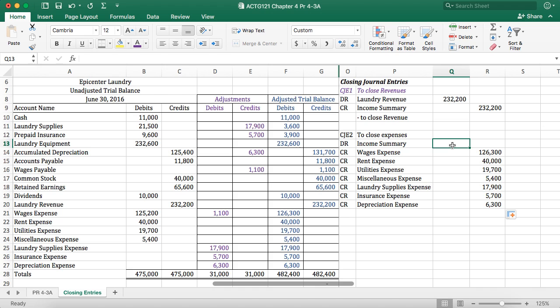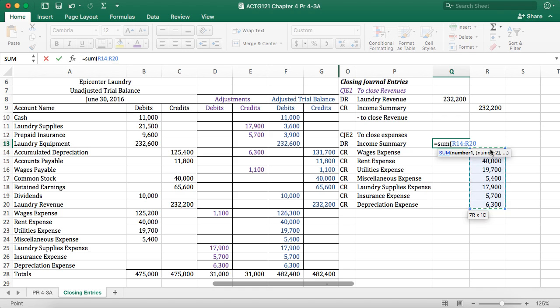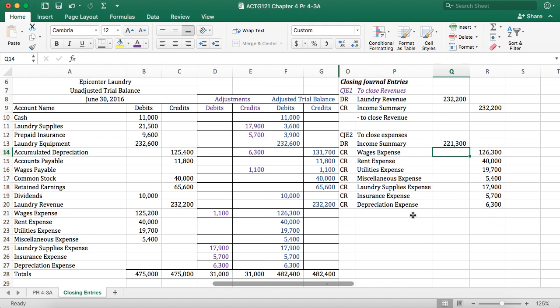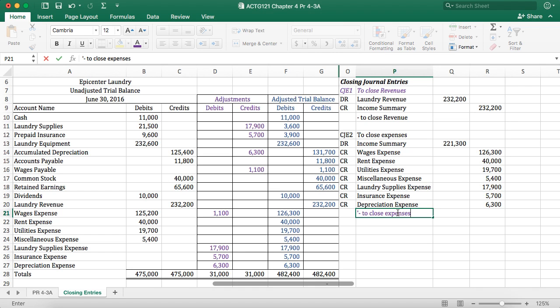Now, the income summary amount is the addition of all these. So if you understand Excel, you're going to understand what I'm doing here. I'm summing up all these dollar amounts, and that's the debit. To close expenses. Those are the accounts we're going to close.